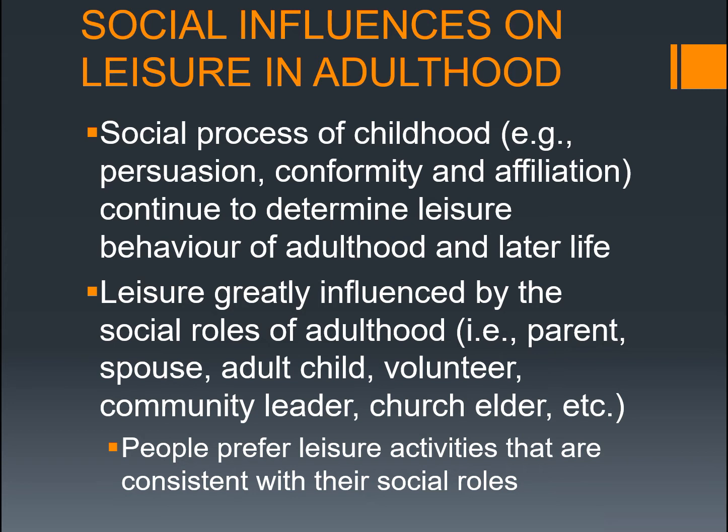In adulthood, all these social processes of childhood, like persuasion, conformity, and affiliation, continue to determine leisure behavior in adulthood and later life. We often think of things like peer pressure as something that happens only among children or teens. Perhaps you're more susceptible to it then, but it still happens in adulthood as well. But these social processes, while strong, are not as strong as the social roles of adulthood. Leisure is greatly influenced by the social roles that you have. If you're a parent, a spouse, an adult child, volunteer, community leader, church elder, etc., these things impact your leisure. And people in adulthood often prefer leisure activities that are consistent with their social roles.